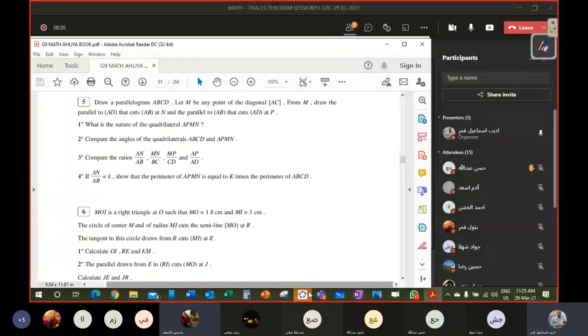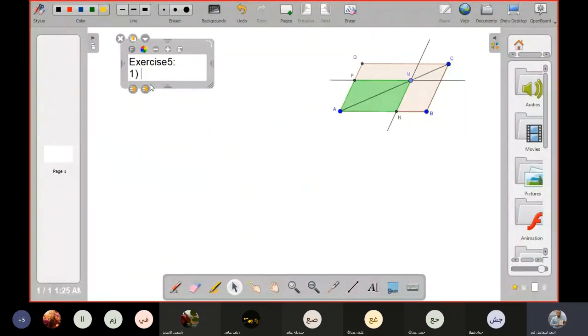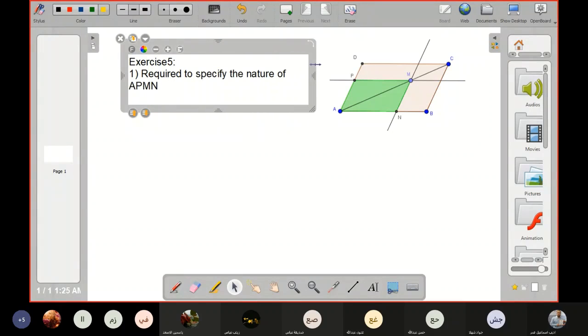So, required to specify the nature of APMN. Okay, this is part 1. So, what is the nature of APMN, Yasmin? Parallelogram.